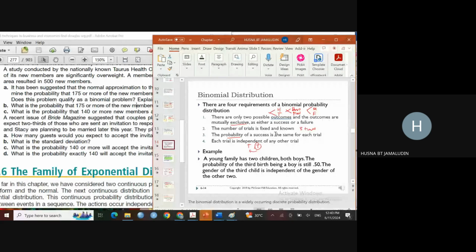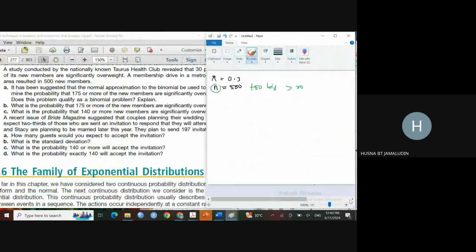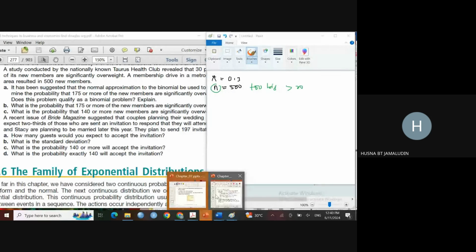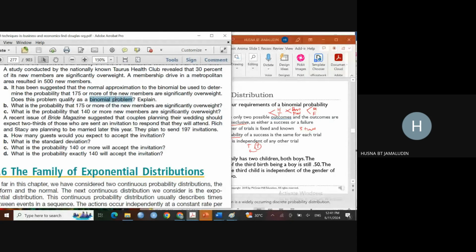The number of trials is fixed and known. In this case, your number is already given, 500, so you should know how many people we are talking about. It also tells you that we are talking about the number of people, so this is discrete, not continuous. Basically you have to list down these criteria, these requirements, to show that you can use the binomial formula.